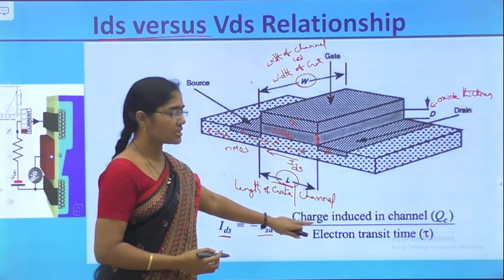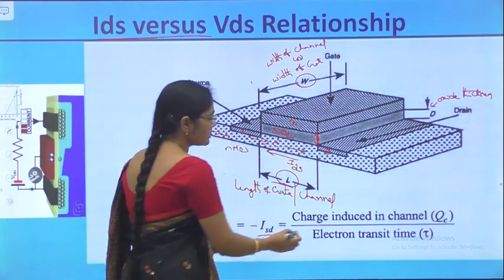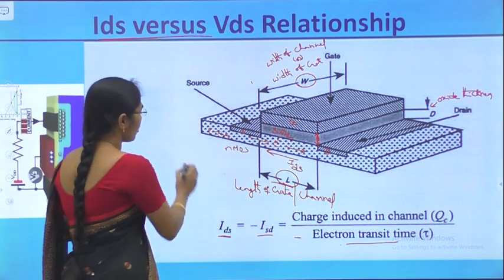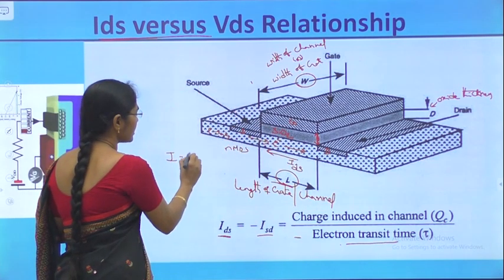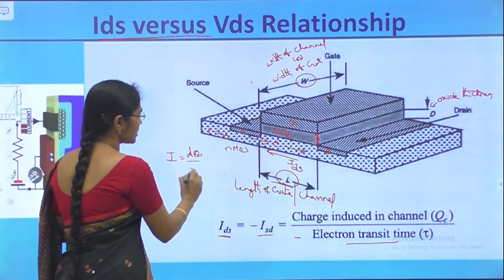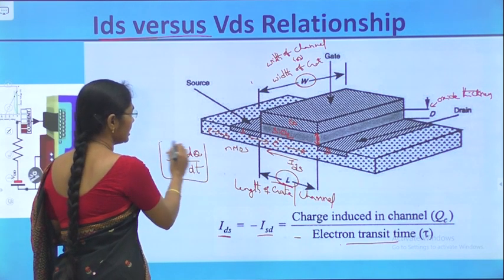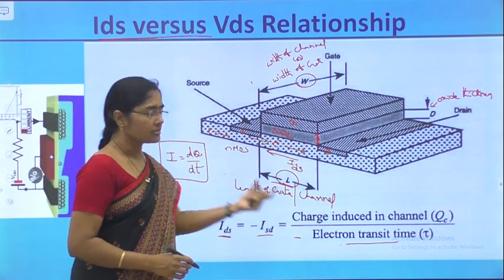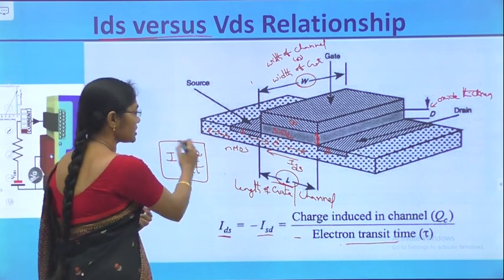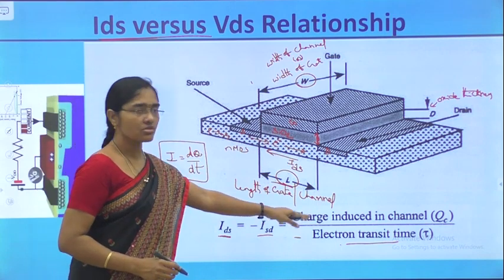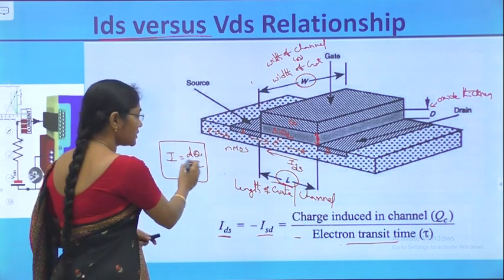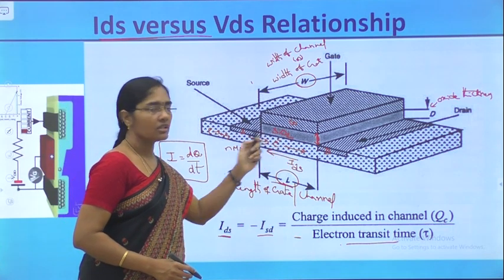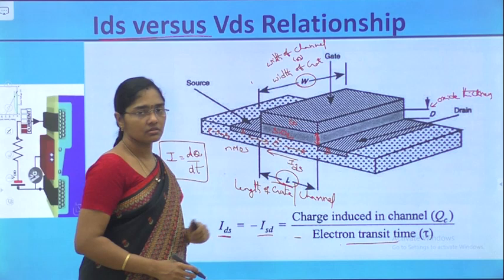So, charge induced in the channel by transit time of the electron, it is representing as tau. So, I is equal to, we know the formula, that is rate of change of charge with respect to time. So, this is the I formula we know. Based on this formula only it is written, where here Q is equal to charge. So, charge induced in the channel by time change is equal to electron transit time. Here the electron is taking time to travel from source to the drain.